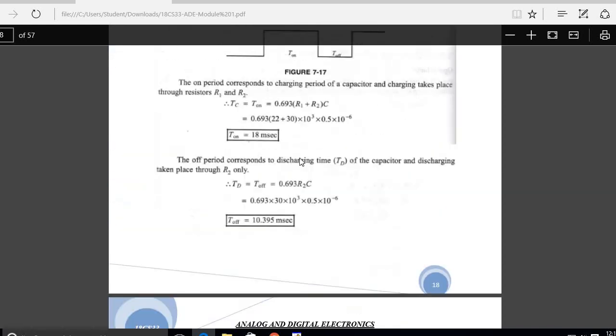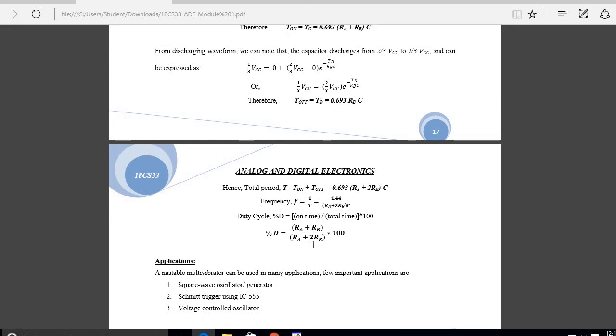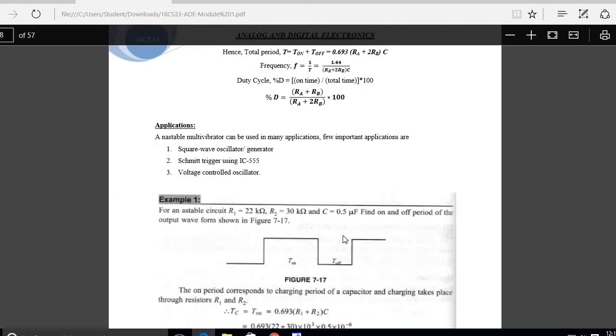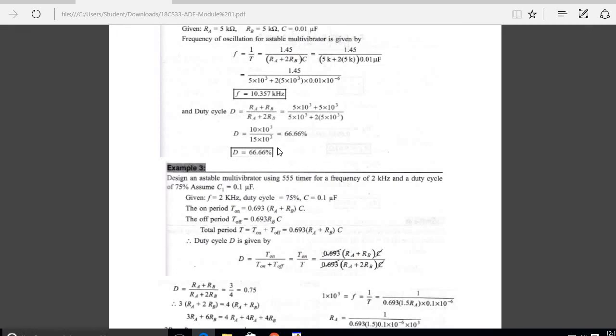And the duty cycle formula is this one. You have to remember these two formulas. I told you earlier, these two formulas you have to remember. The duty cycle formula is (RA plus RB) divided by (RA plus 2RB) into 100. Okay. So substitute these values: 5 kilo ohm plus 5 kilo ohm divided by 5 kilo ohm plus 2 into 5 kilo ohm, we will get the value as 66% duty cycle.